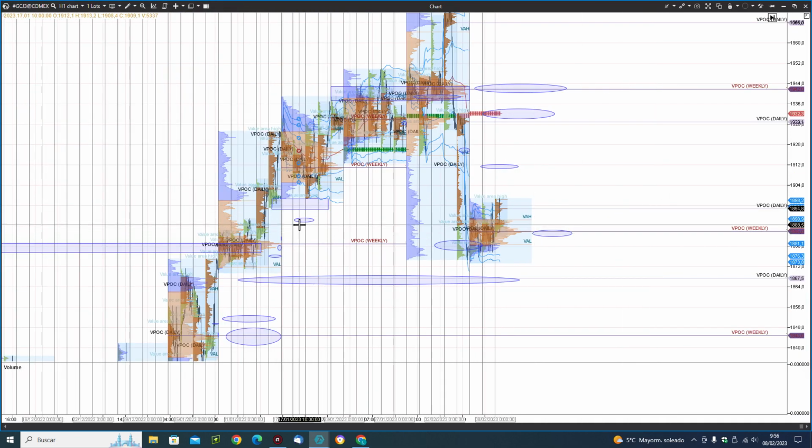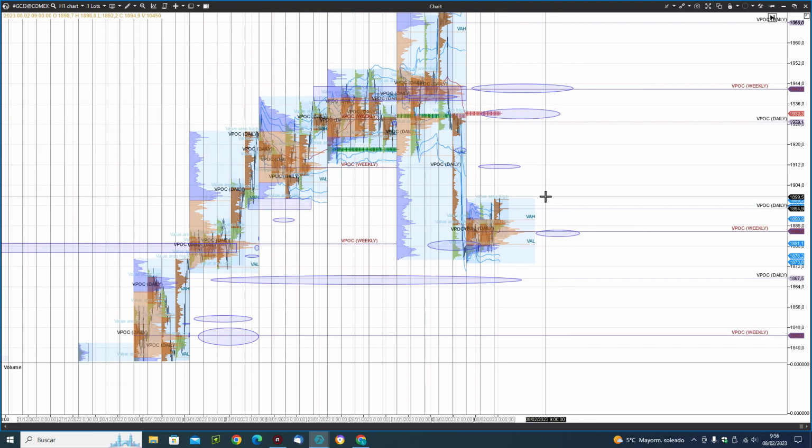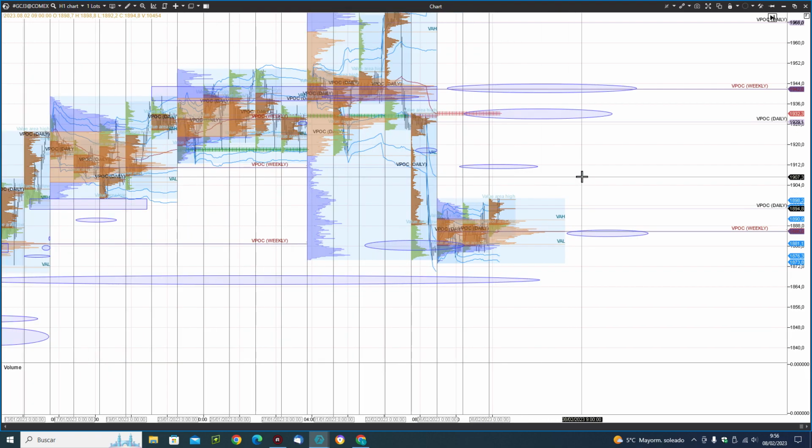gold. We saw how important is this point, this weekly VPOC. The price has been rebounding on this zone, and now it seems the price wants to go to the next higher target. What is this target? This is this point marked with an ellipse. It's the high volume node that is a weekly VPOC, exactly at 1,911.